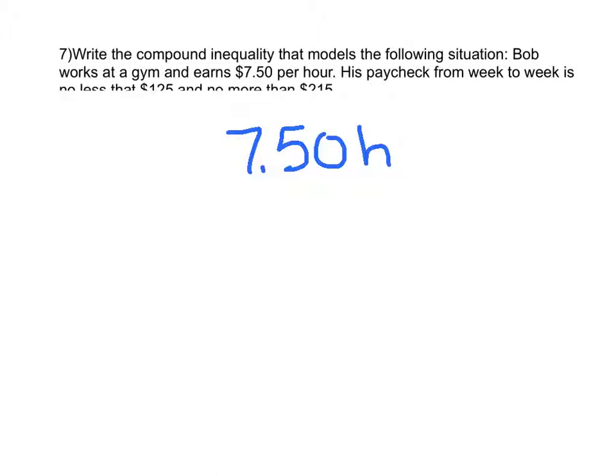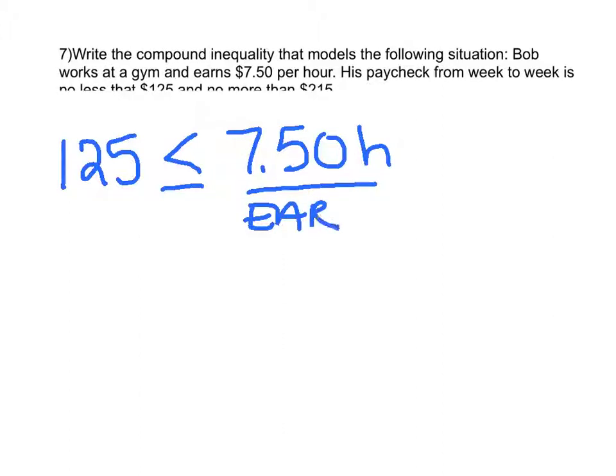Now his paycheck from week to week is no less than $125. No less than means it has to be $125 or more than that. So what he's earning here has to be greater than or equal to $125. Okay, this is what he's earning. Then you have the no more than. That means he can go to $215 but no higher than that. So what he's earning has to be less than or equal to the $215.